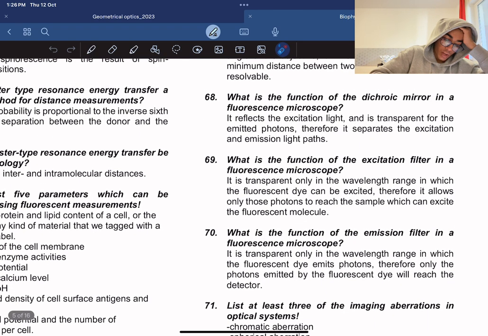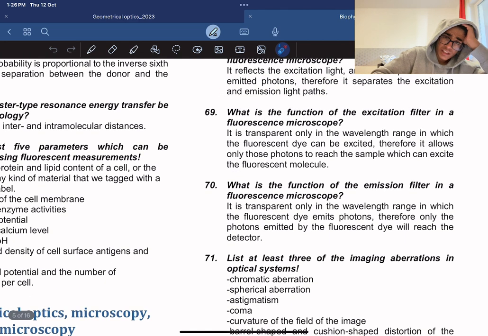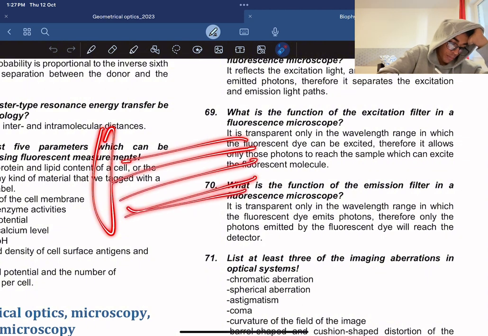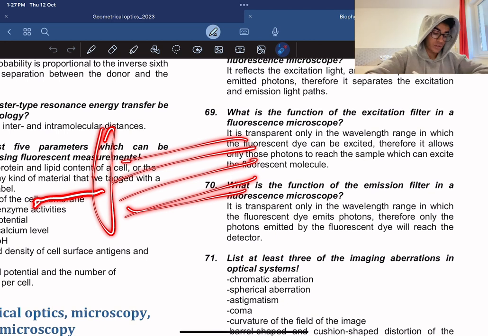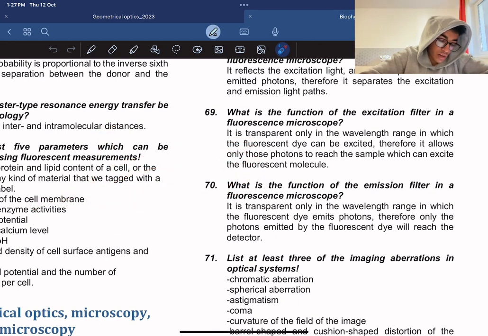What is the function of the dichroic mirror in the fluorescence microscope? It reflects the excitation light and is transparent for the emitted photons. Therefore, it separates the excitation and emission light paths. What is the function of the excitation filter in the fluorescence microscope? It is transparent only in the wavelength range in which the fluorescent dye can be excited. Therefore, it allows only those photons to reach the sample which can excite the fluorescent molecule.